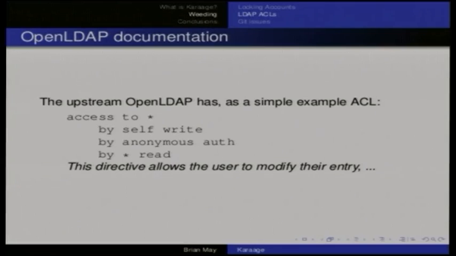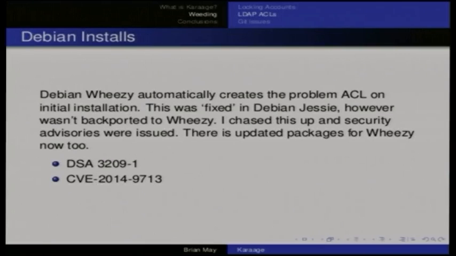Upstream LDAP documentation also has bad examples. Now, the main problem was on Debian installs, which would automatically configure the ACLs by default, leading to bad failures on Debian Wheezy. I made sure security advisories were issued and fixed packages for Debian stable at the time, Wheezy. Note the fixed packages don't fix the ACLs for you, but should warn you if they appear to be insecure when you update the package.